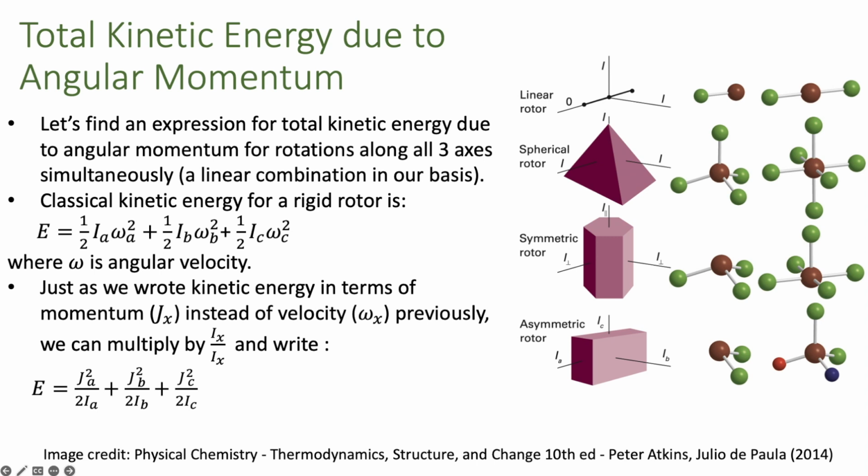You might remember that back when we were doing the one-dimensional particle in a box, and I was talking about the kinetic energy term, you noticed that in the Schrödinger equation, kinetic energy doesn't really look like 1/2 mv squared. It has momentum instead of velocity, so we converted it back then, and we're doing the same thing now. Each one of these terms, we can multiply by I over I, because that's just one. You can multiply things by one wherever you want. That's always allowed. So if I multiply the I_A omega_A squared by I_A over I_A, then I can write J_A squared over 2I_A. That's the first term of this energy expression. All I did to go from the top equation to the bottom one is multiply each term by I over I, making sure it's the same axis, A, B, or C.